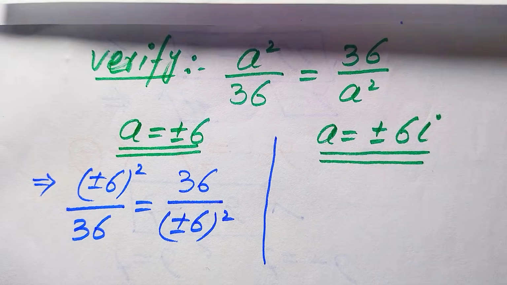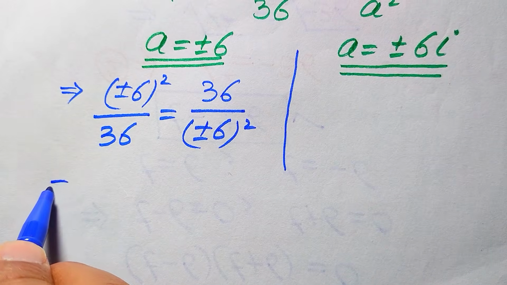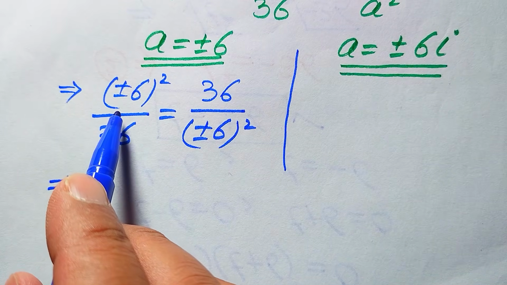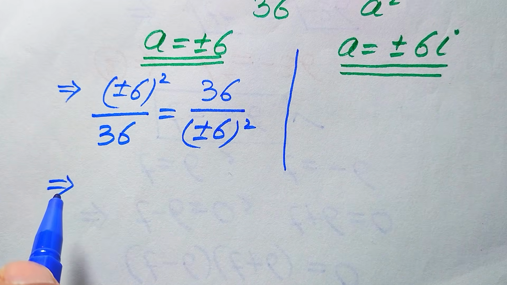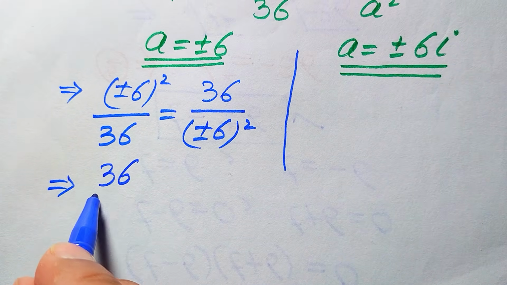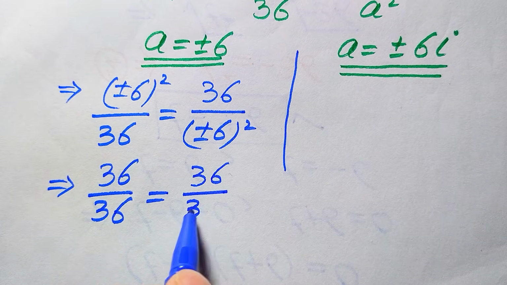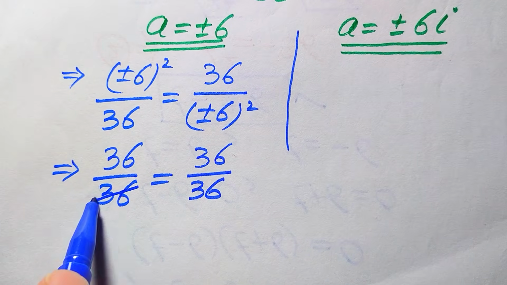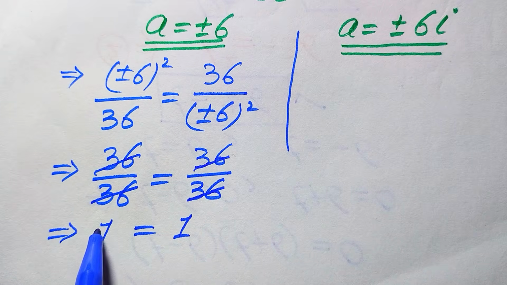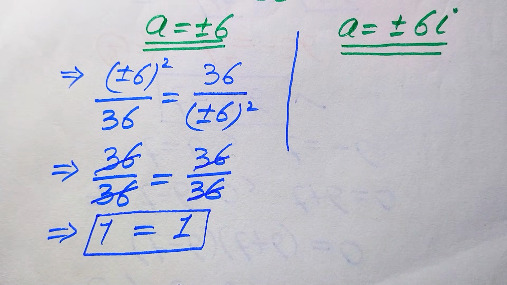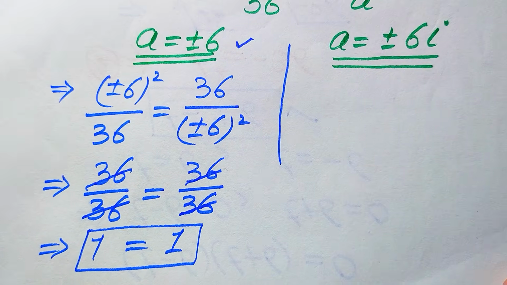Here we need more simplification. You know that when we apply a square on a positive or negative term, the answer is always positive. So the plus minus becomes plus and 6 square becomes 36, divided by 36 equals, similarly, 36 divided by 36. So this and this are gone and we get 1 equals, this and this are also gone and we again get 1. This shows that both sides are equal. It means that the value of a equals plus minus 6 satisfies our given question statement.